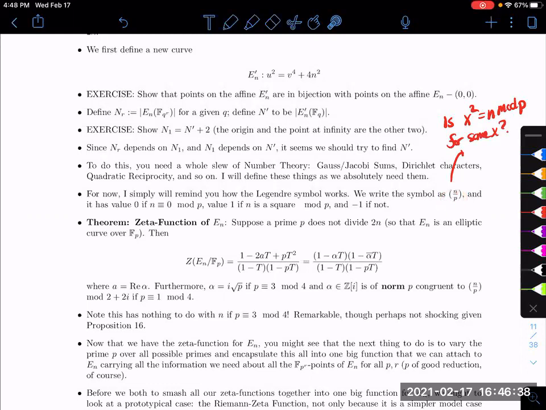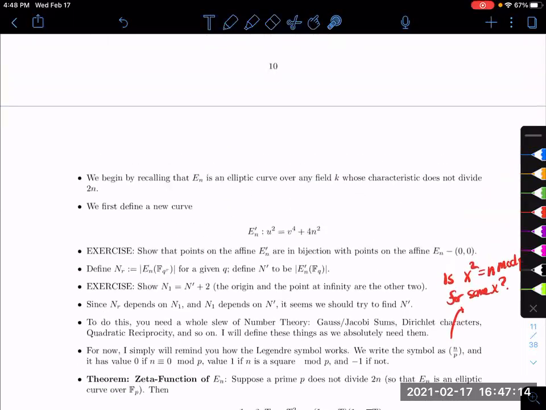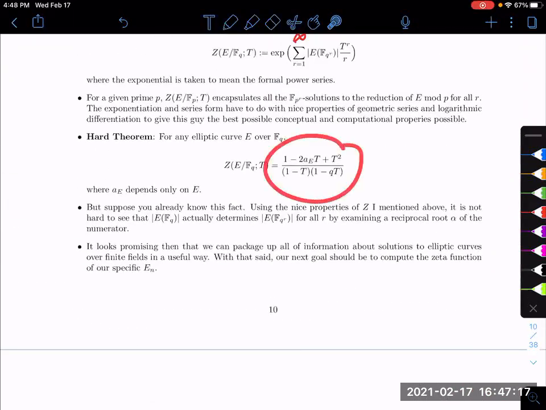Okay. With all that out of the way, all that motivation out of the way, I can now tell you the theorem. We can actually compute specifically the zeta function of our congruent number elliptic curves E_n. So again, let's take a prime p that doesn't divide 2n. We know by now that that's just to guarantee that E_n is actually an elliptic curve over F_p. Then the zeta function of E_n is given by the following expression. You can view it in two different ways. You can view it as 1 minus 2at plus pt squared over 1 minus t times 1 minus pt. You shouldn't be surprised to see this, right? That matches exactly what's going on up here.